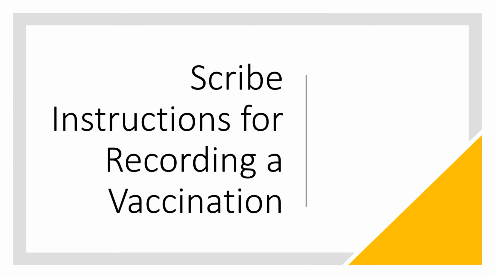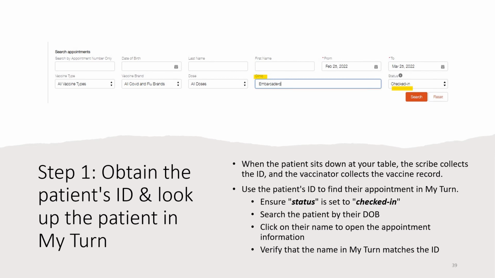Now that we have discussed how to register patients and check them in, we will discuss how scribes document vaccinations on MyTurn. Step 1. Obtain the patient's ID and find their appointment in MyTurn.